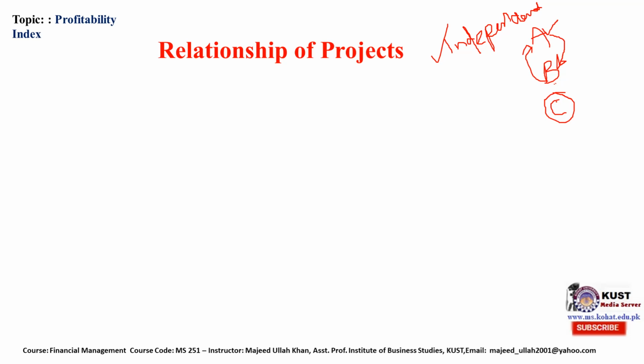Similarly, coming in the opposite direction, the selection or rejection of C will not influence the acceptance of B or A. So these projects are independent of one another.